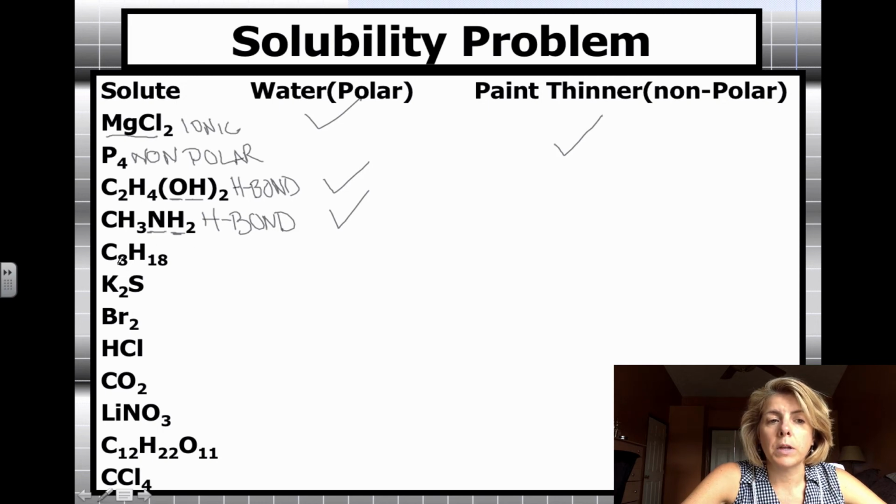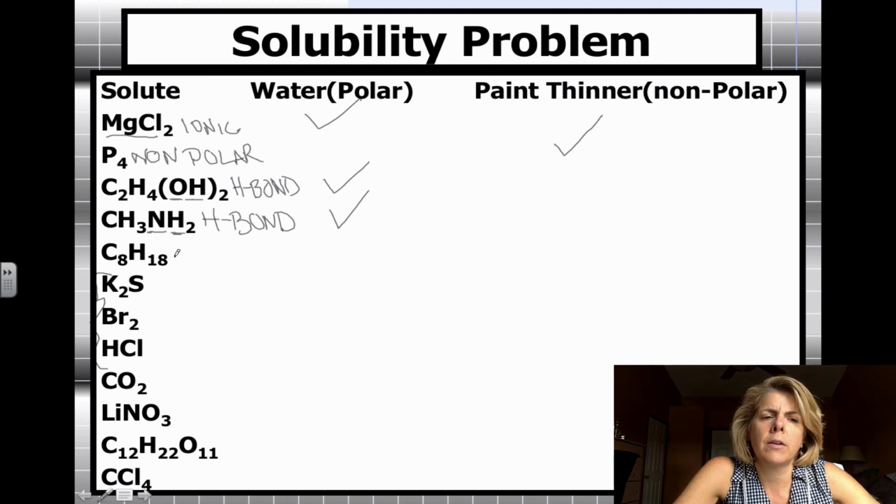Okay, this is the last one I'm going to do, and then you're going to do the next three on your own. So make sure you do K2S, Br2, and HCl. Okay, so we have C8H18. The question is, what kind of attraction would it have? Okay, so hopefully you said dispersion forces. So if it's dispersion forces, what type of solvent is it going to dissolve in? Okay, so hopefully you said paint thinner, and you would be correct.